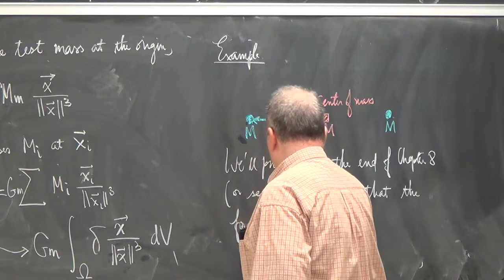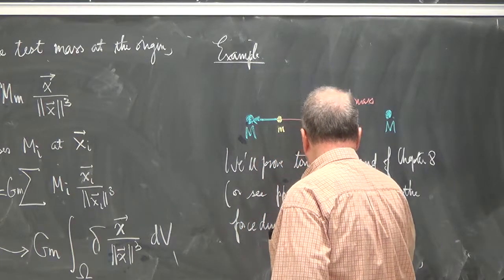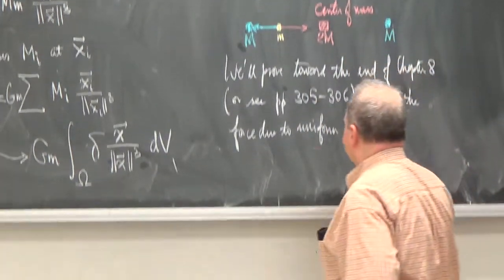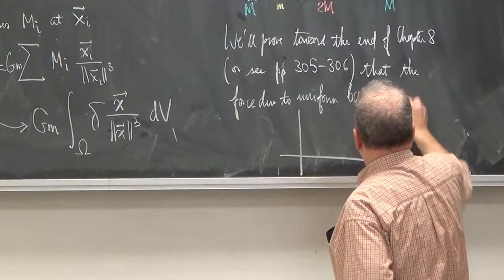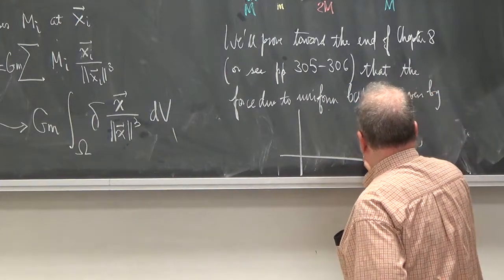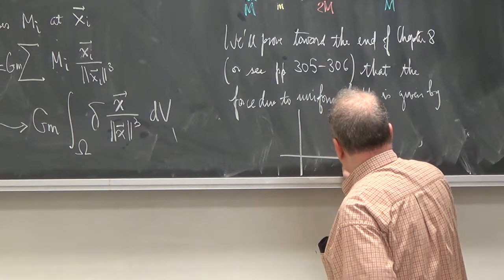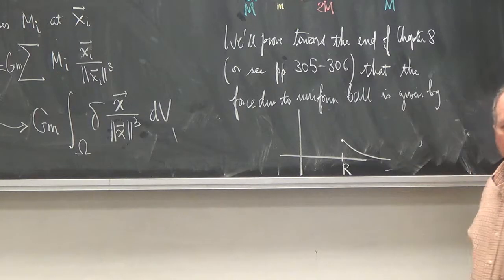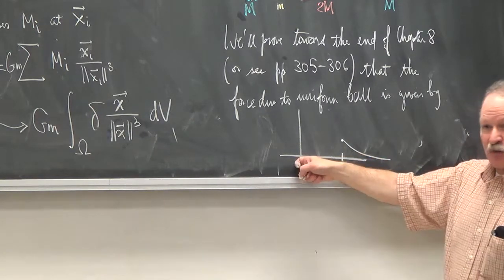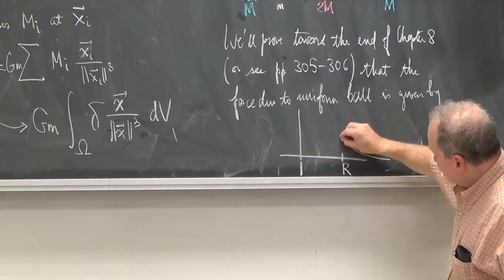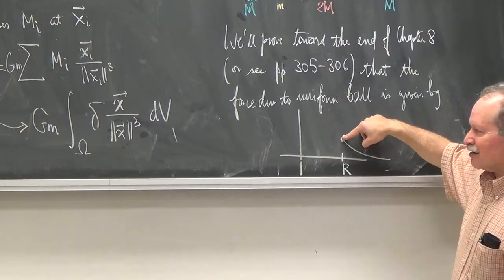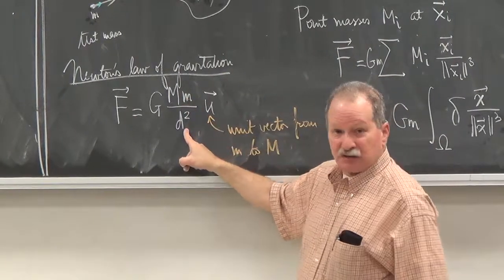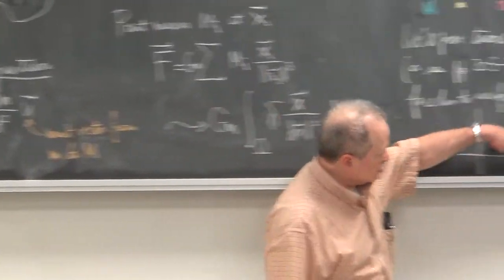The force due to the uniform ball looks like this. If the radius of the ball is r, then outside radius r, it looks inverse square in the distance from the center of the ball. So if you're on the surface of the Earth, it is G times the mass of the Earth times the mass of your test mass over radius squared.